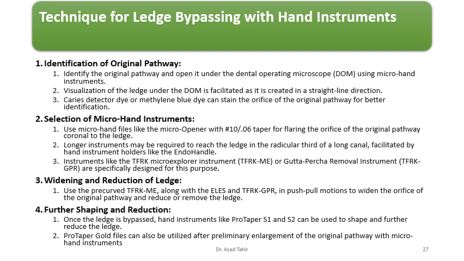Widening and reduction of the ledge. Use the pre-curved TFRK-ME, along with the ELES and TFRK-GPR, in push-pull motions to widen the orifice of the original pathway and reduce or remove the ledge. Further shaping and reduction: once the ledge is bypassed, hand instruments like ProTaper S1 and S2 can be used to shape and further reduce the ledge. ProTaper Gold files can also be utilized after preliminary enlargement of the original pathway with microhand instruments.